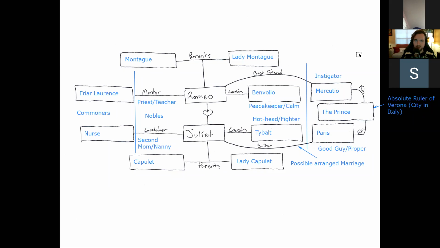Mercutio, Paris, and the prince, these guys are royalty. So they are related to the king. The way this system worked at the time was that the king was in charge of the whole country, and each prince was in charge of one city, basically. And they were the absolute rule of law in that city. So you can see why Juliet's family really wants her to marry Paris, because Paris is related to the prince. So this would be a good social match. They would be marrying up, right? So here's all of our characters, right?